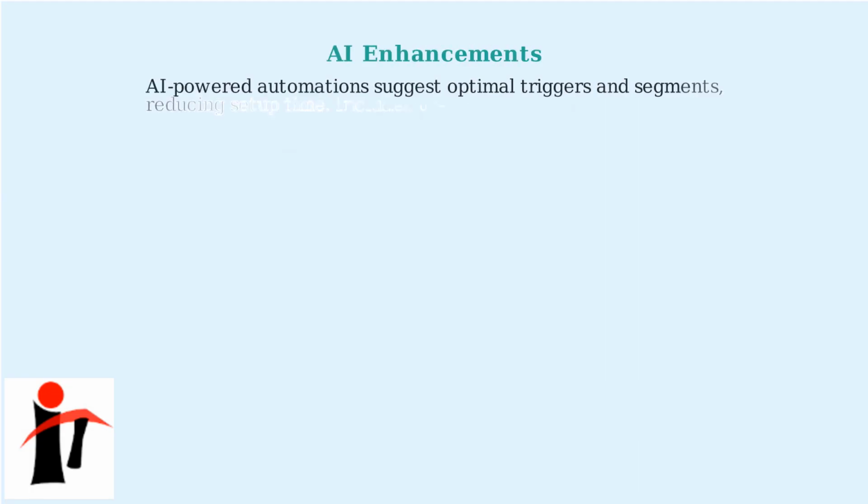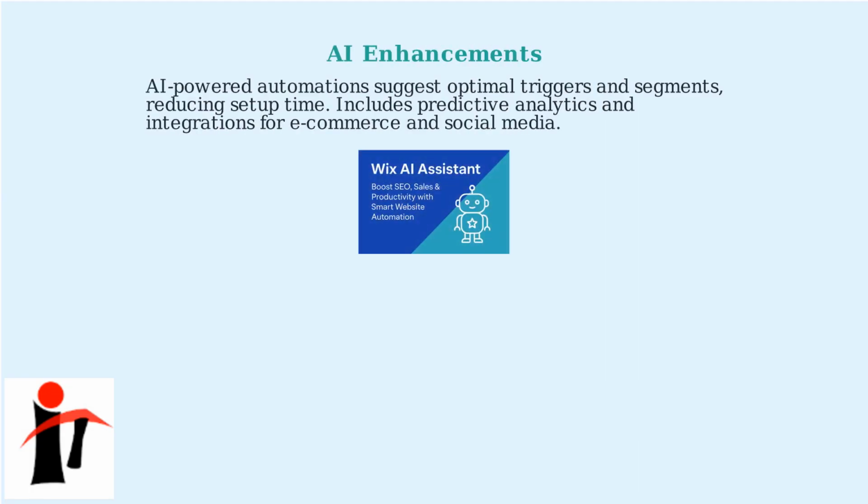Recent enhancements include AI-powered automations that suggest optimal triggers and segments, reducing manual setup time. These use predictive analytics and support e-commerce events and social media interactions.